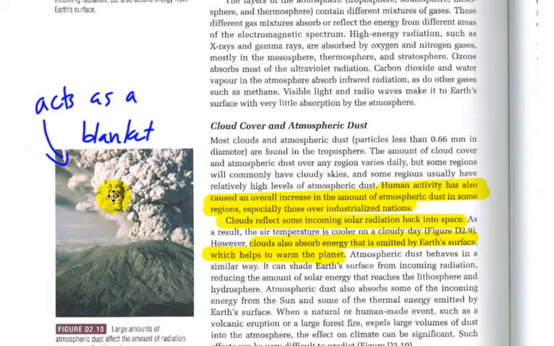And what happens here, as I illustrate here, cloud cover or dust can act as a blanket. So what does that do? Clouds reflect some incoming solar radiation back into space. So if we imagine this sitting over here, radiation coming from space, it's reflected back away from the clouds. So as a result, the air temperature could be cooler on a cloudy day.